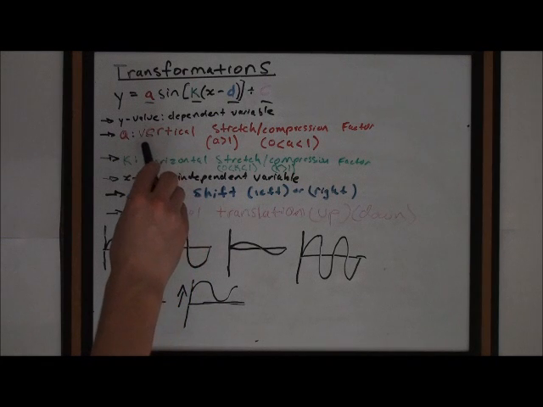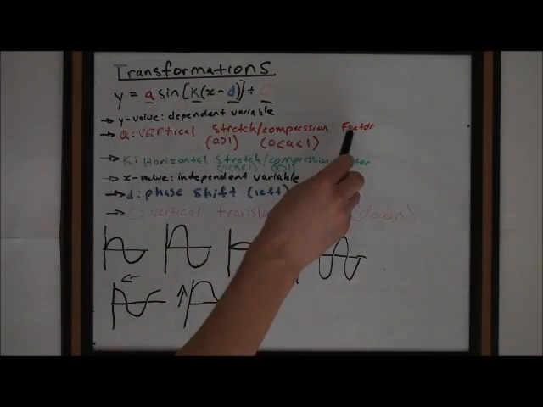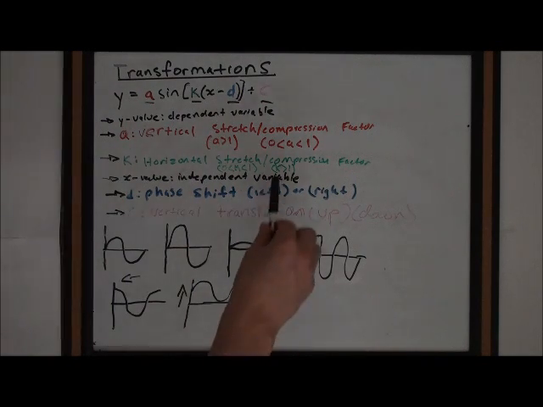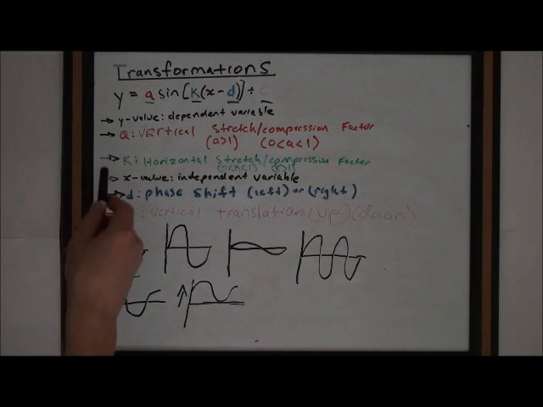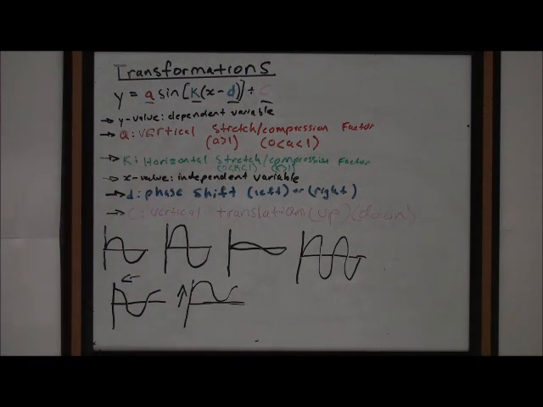A is your vertical stretch and compression factor. So if A is greater than 1, for example 2, then your sine graph would be stretched by a factor of 2. If A is between 0 and 1, let's say 0.5, then it is compressed vertically by a factor of 0.5. If A is negative, it is reflected in the x-axis.